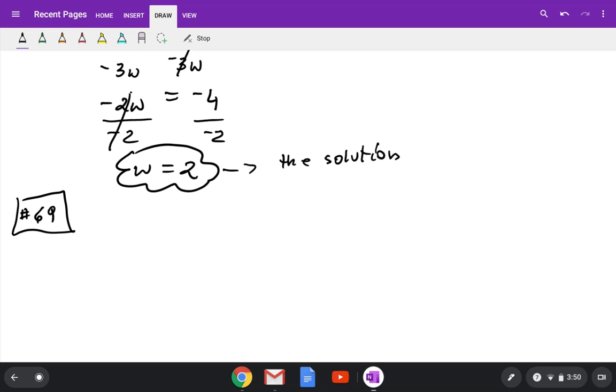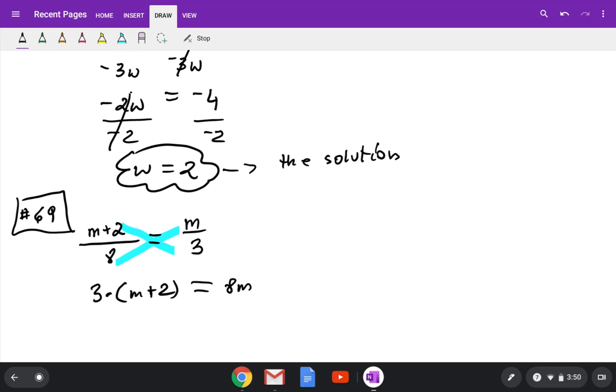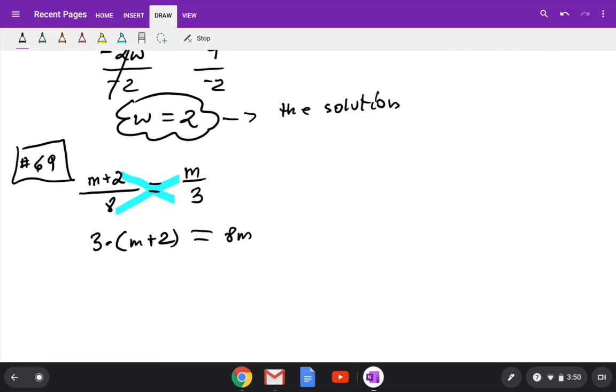Problem 69, section 15.7. You're solving the proportion (m + 2)/8 = m/3. When you have a proportion, which means fraction equal to fraction, just solve it by cross multiplying. That's the easiest way. So we multiply 3 times (m + 2), and always keep the expression in parentheses, equal to 8 times m. When you cross multiply, you don't have a fraction anymore, and you just solve a linear equation.